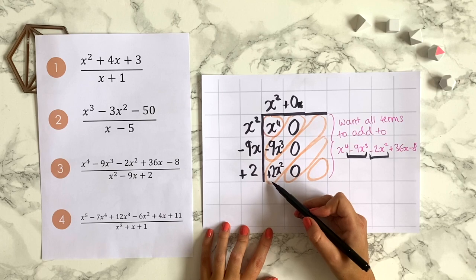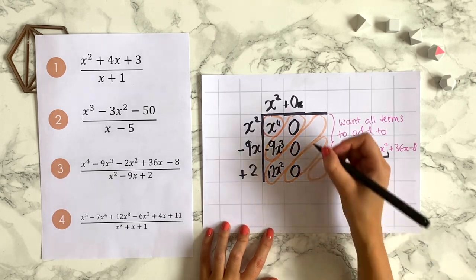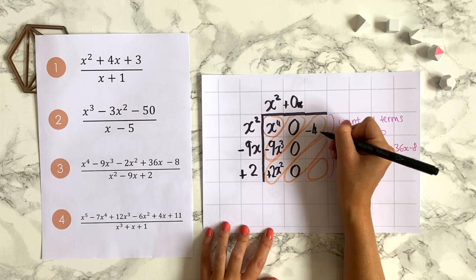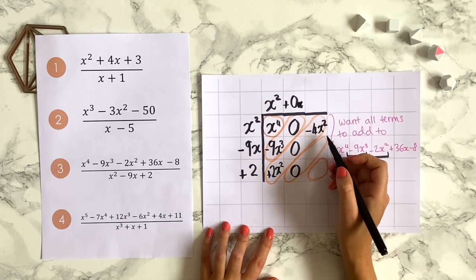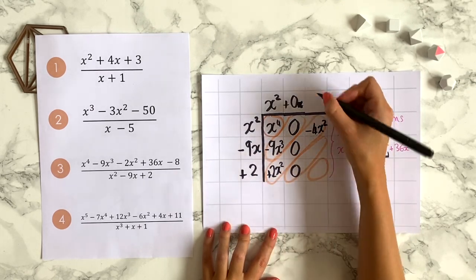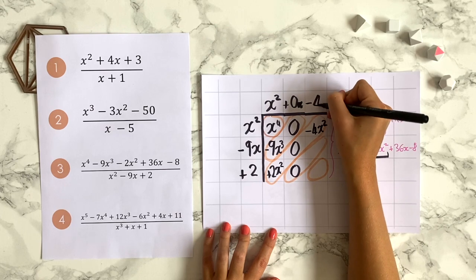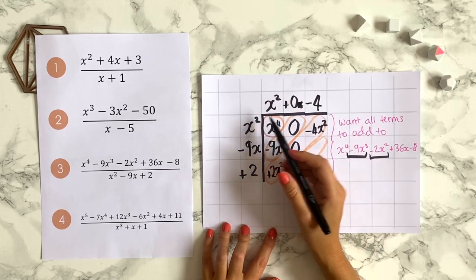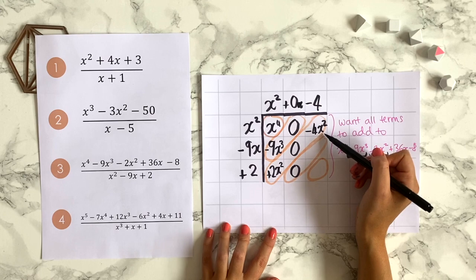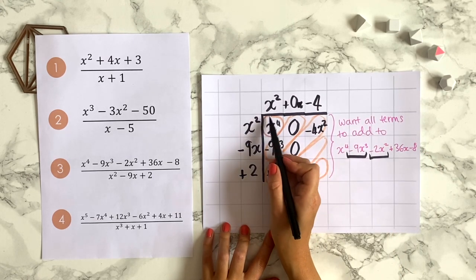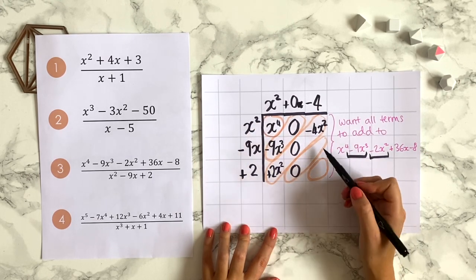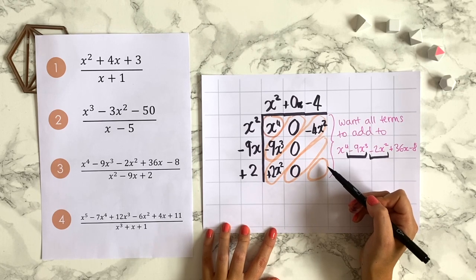We currently have plus 2x squared, so we're going to have to subtract 4x squared. That means at the top here, we're going to have minus 4. Minus 4 times x squared is minus 4x squared. And we've actually already got our answer because we've filled in the top row. But now we can just fill in these two bubbles to check anyway.